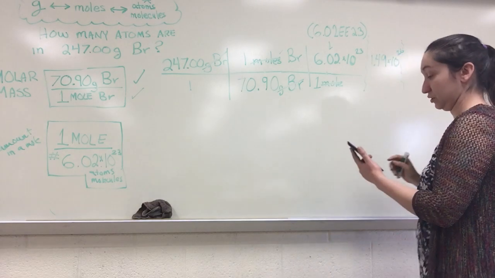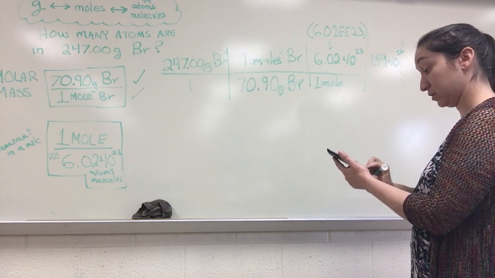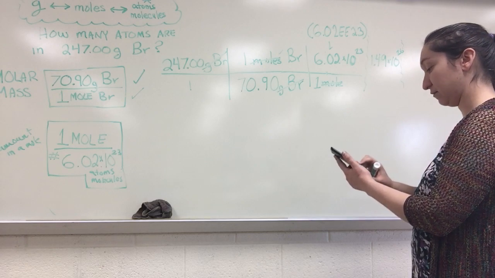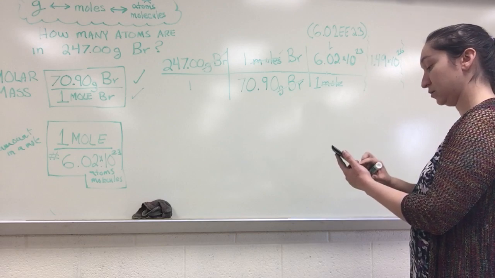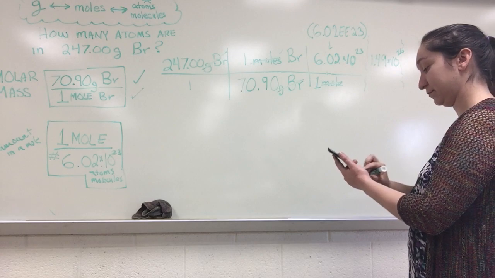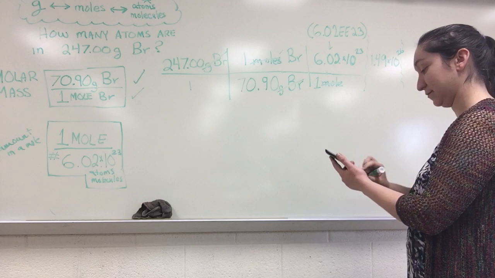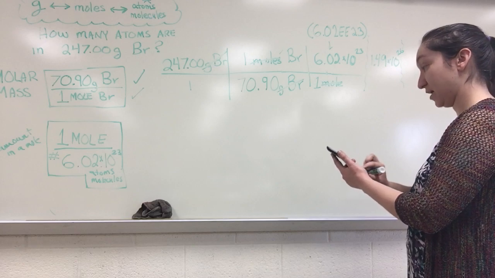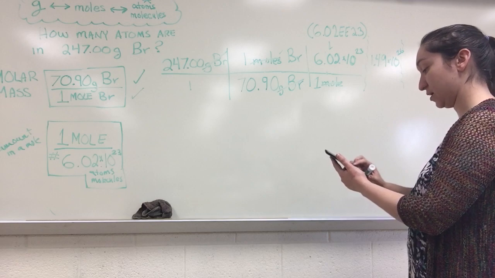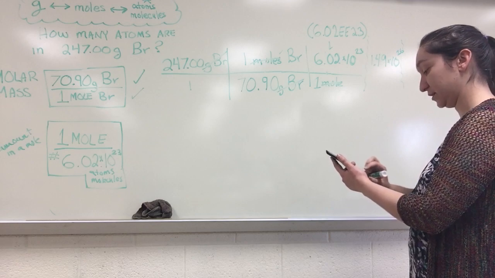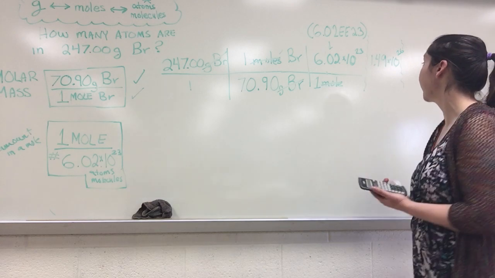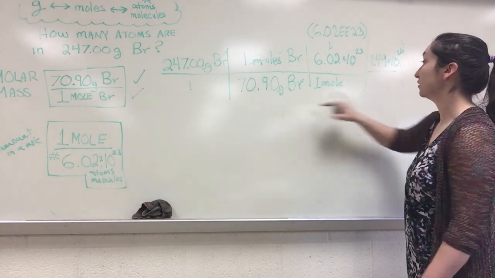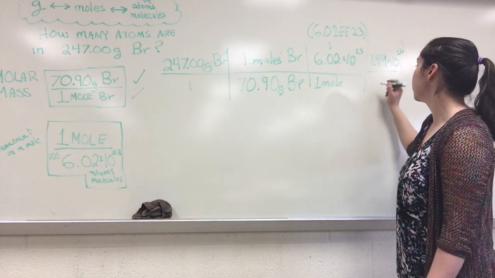I'm going to do it one more time just to verify this, because I haven't actually worked this problem out. 247 times 6.02. I like to put everything in parentheses, so just to verify, 6.02, 23rd. Okay, good. We verified it. And then 70 times 1 times 1.